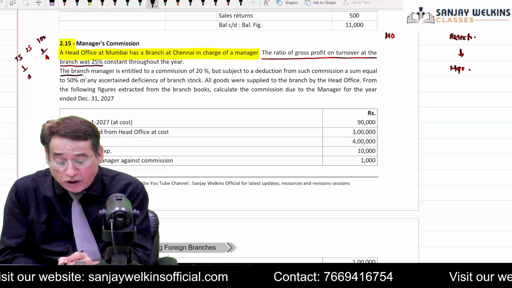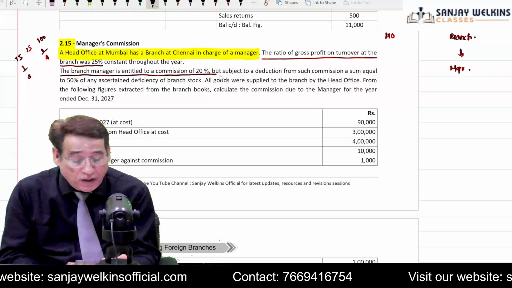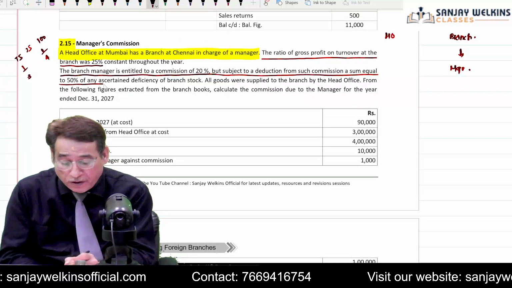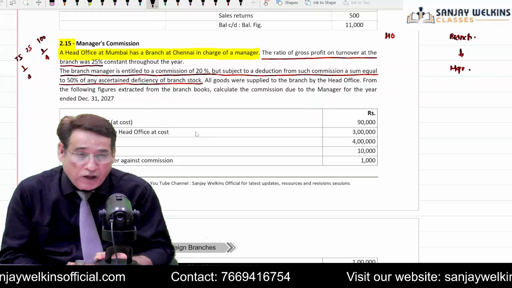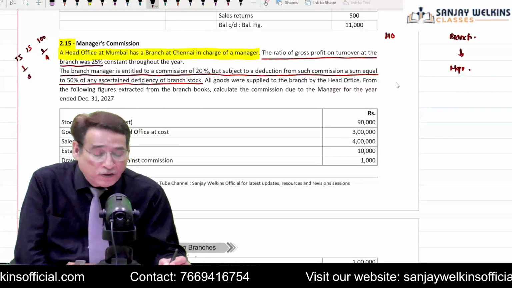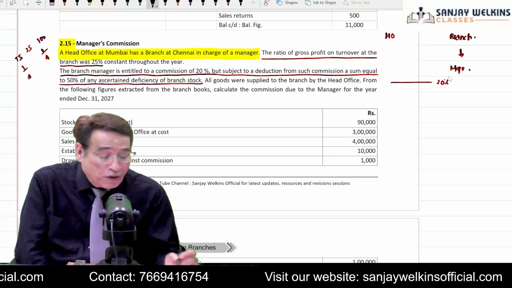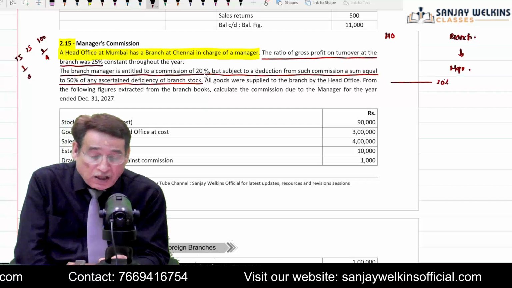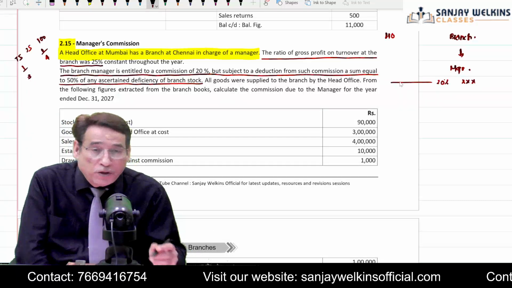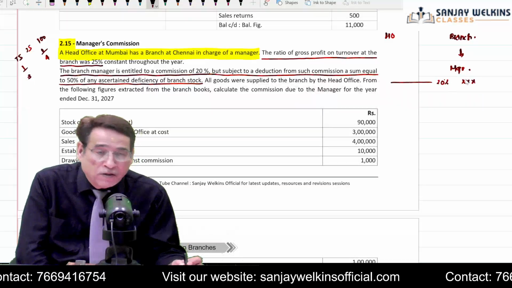Another point in this particular question is that the branch manager is entitled to a commission of 20%, but subject to a deduction from such commission of a sum equal to 50% of any ascertained deficiency of the branch stock account. Now, as per the terms, the head office is committed to deliver a commission of 20% to the branch manager. That means whatever profits will be there, 20% of that will be given as commission to the branch manager.